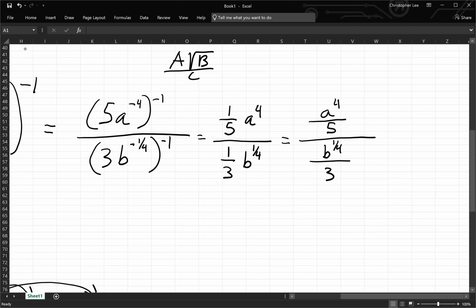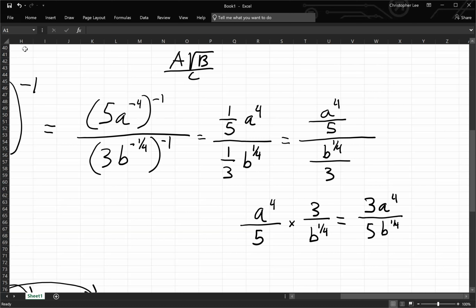And then now you can clearly see, keep change flip. So I'm going to keep the numerator, a to the 4 over 5, switch to multiplication, flip the denominator, 3 over b to the 1 over 4. Multiply straight across, what do I have? 3, a to the 4 over 5, b to the 1 over 4. But remember, it's illegal for me to have fraction powers in the denominator, so I've got to get rid of that.